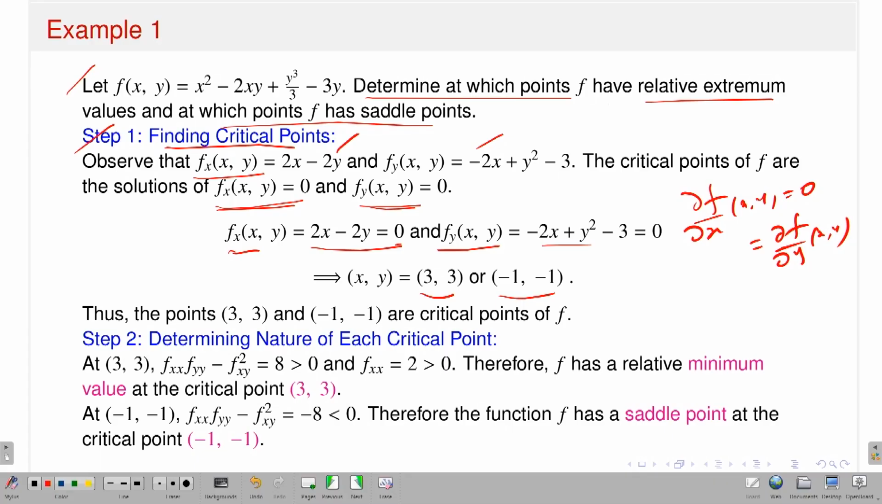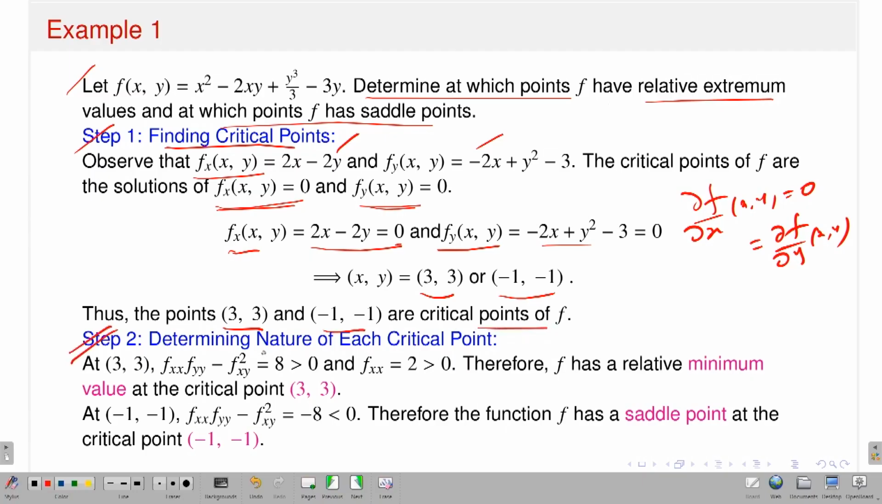Two equations means what? I have only two partial derivatives because I am having a function from R2 to R. So, if you perform del f del x, perform del f del y, del f del x equal to 0 will give you one equation, and del f del y equal to 0 will give you one equation. You solve them, get the solutions, and these are the critical points. And then you have to calculate the Hessian matrix and see the nature of this Hessian matrix. Therefore, I have concluded that the points (3, 3) and (-1, -1) are the critical points of f.